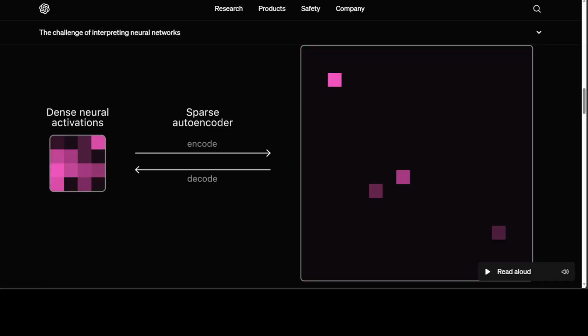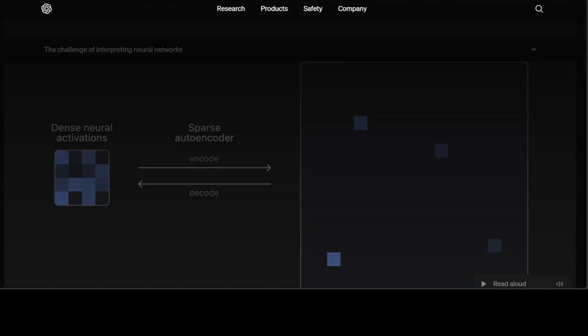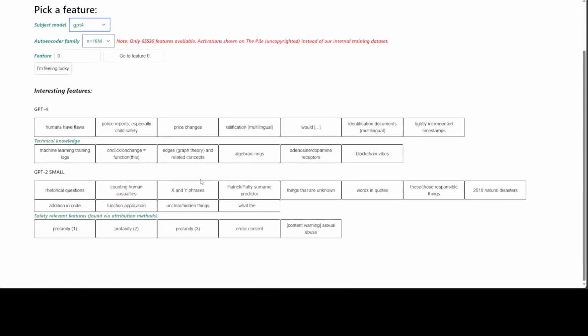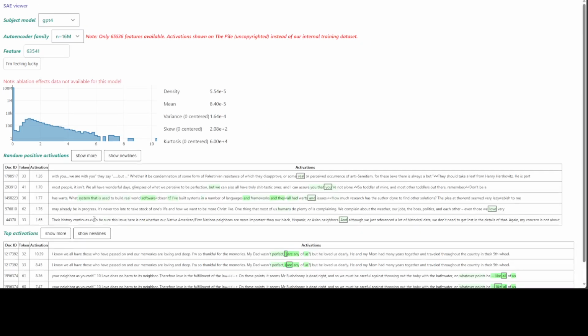A feature is a specific piece of information that a network uses to make predictions or classifications. And if you look at this hosted demo, this is where it is showing us the viewer for sparse autoencoder features. So for example, if we just select the model here, let's go with GPT-4, and I'm just going to select this autoencoder, and let's select a feature.